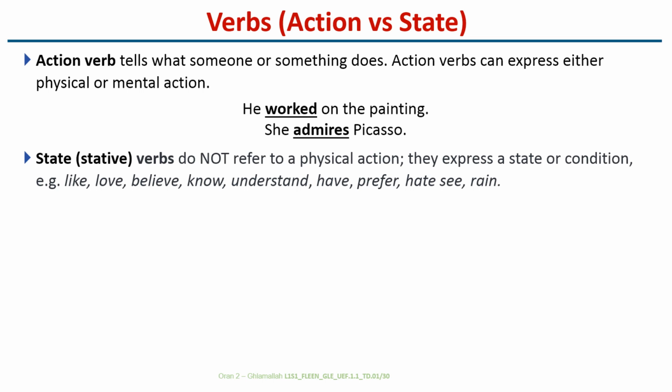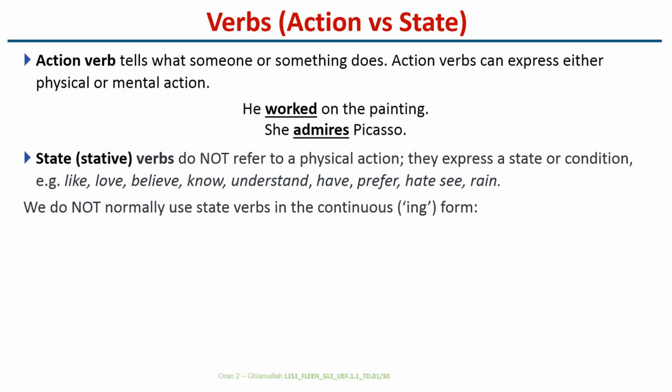State verbs, sometimes also called stative verbs, do not refer to physical action. They express a state or a condition, things which are permanent or durative. Some examples of state verbs are like, love, believe, know, understand, have when it means to own, live, prefer, hate, see, reign, etc. We do not normally use state verbs in the continuous form. It means in the ing form.